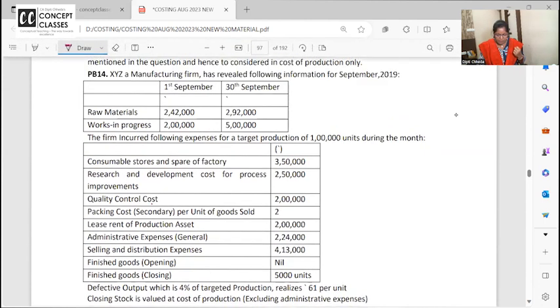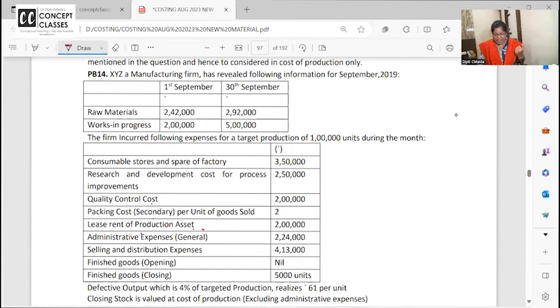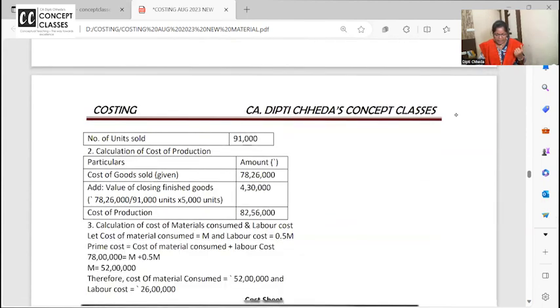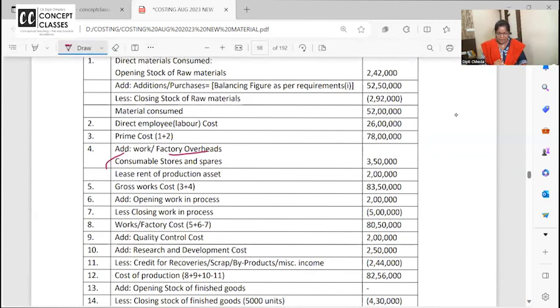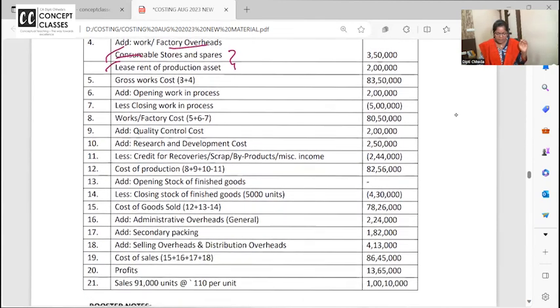R&D, quality control, packing, secondary, sales related, lease rent for the production asset, factory overhead, administration expenses in general go after COGS, then selling expenses. So just parking at the proper place is important. Look at the screen. Indirect material is always a part of factory overhead, right? Lease rent related to the factory taken on lease, and if you take it on ownership, related depreciation and insurance, all will come here.